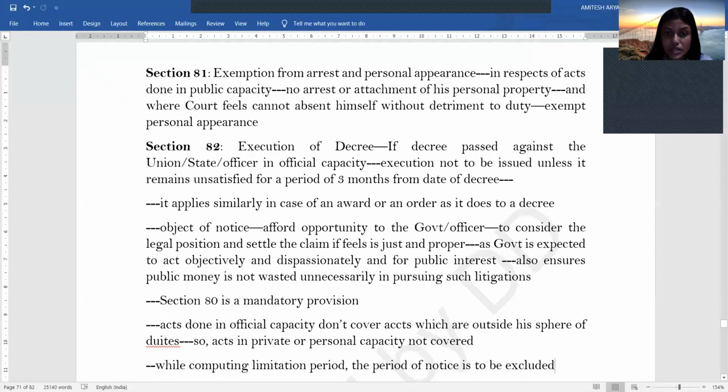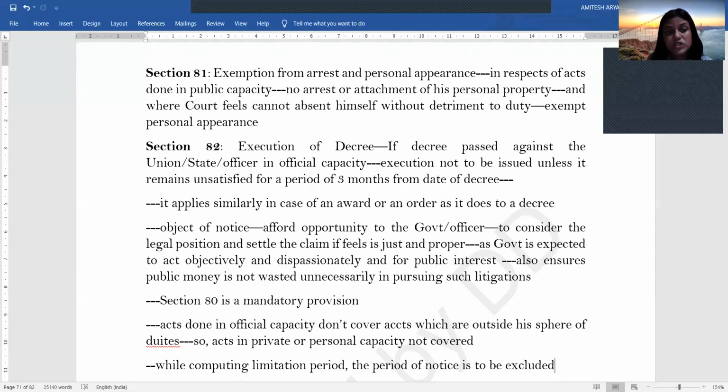Now, section 82 is about execution of a decree. This is also important. If a decree is passed against the union, state, or an officer in his official capacity, execution will not be issued unless the relief granted remains unsatisfied for a period of 3 months from the date of the order. It will also apply in the cases of an award or a decree.